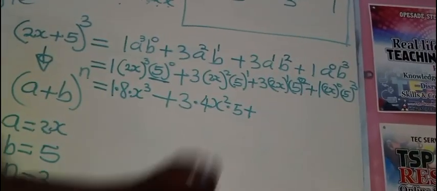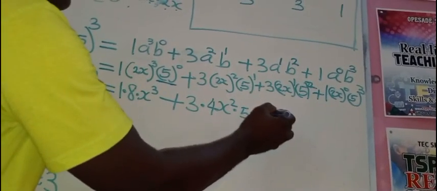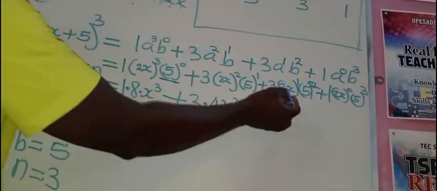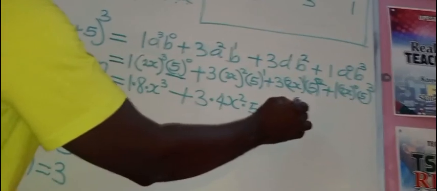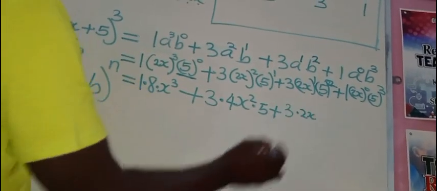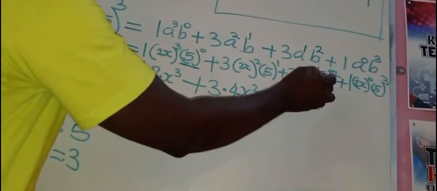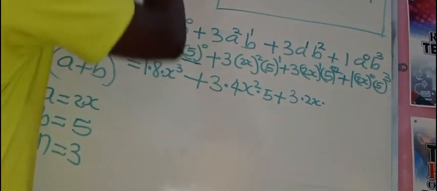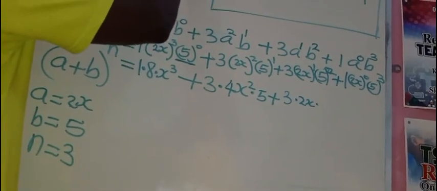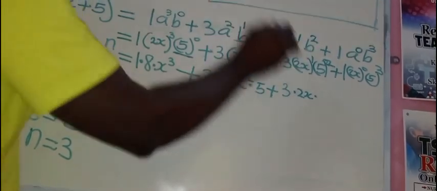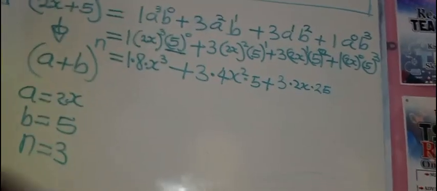Look here. This is another 3. What is 2x raised to power 1? It means 2x. Just one 2x. Is that not so? Times. What is 5 squared? 5 squared means 5 times 5. What is that? 25. Plus.